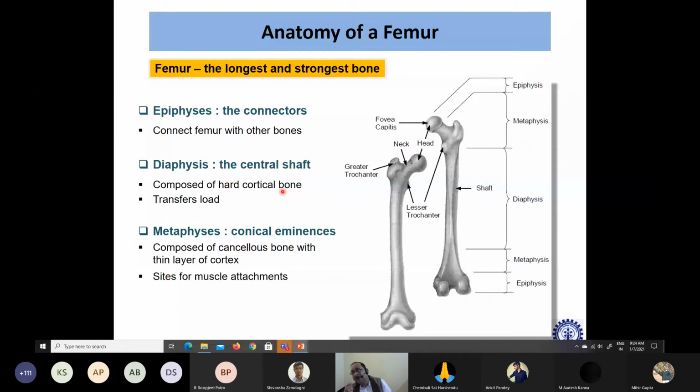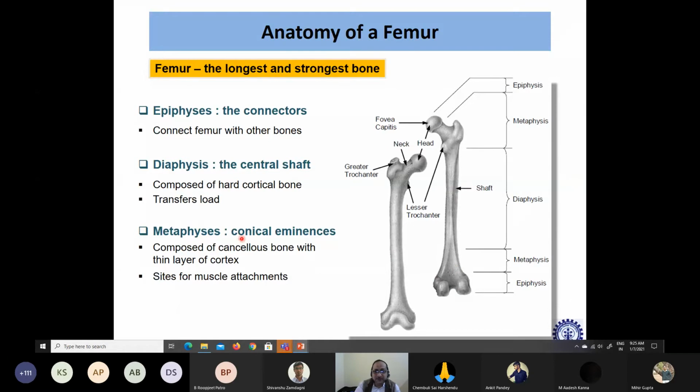So it is either dense, hard cortical bone or no other type of bone inside. It's rather a cavity which is called the intramedullary cavity, and it is filled with bone marrow. So the shaft is a hard, strong bone, and its function is the transfer of load. A huge amount of load is transferred from the head through the shaft to the distal part of the femur.